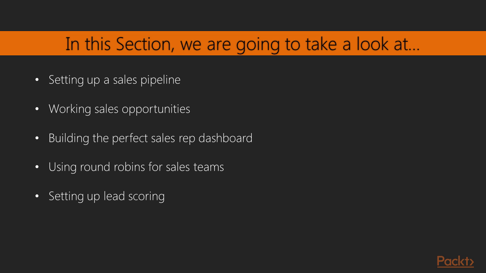And then when you have larger teams, we're going to look at using round robins, which is basically how to distribute leads among the different salespeople and sales teams that you've got. So if you have a lot of people working leads, you can automatically dish them out as you need and still build great automation around it. So we're going to learn how to do that.